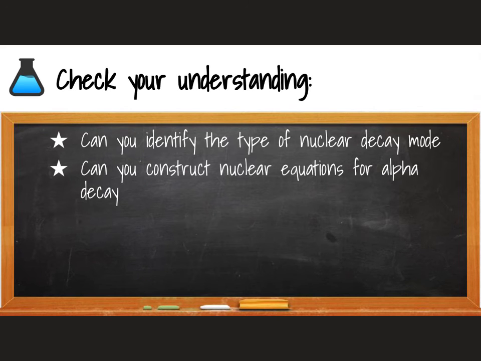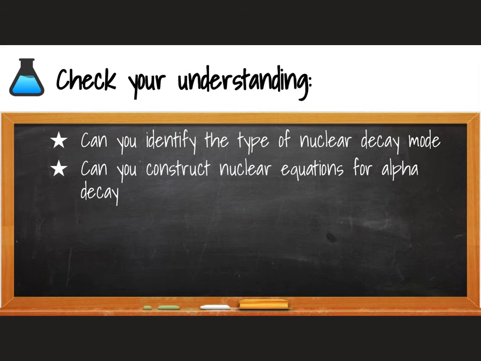So again, we come to a check of our understanding. Can you identify the type of nuclear decay mode from table N? And can you construct nuclear equations for alpha decay? If not, go back to the beginning of alpha decay and watch that part of the video again to better your understanding.